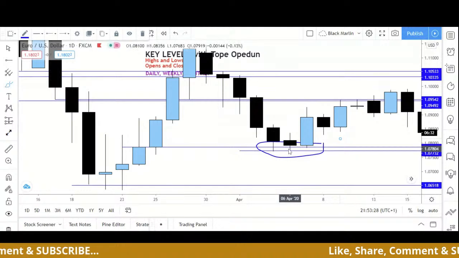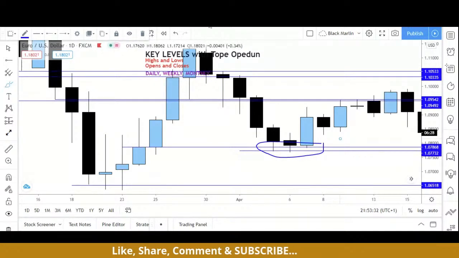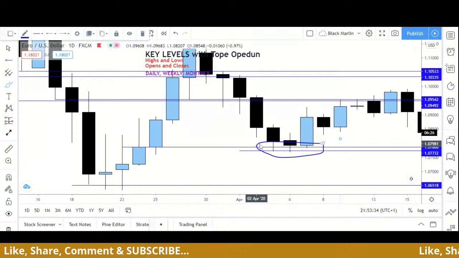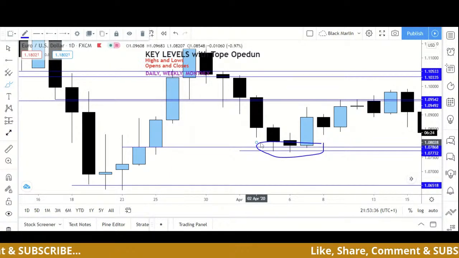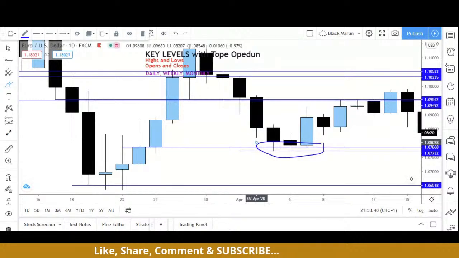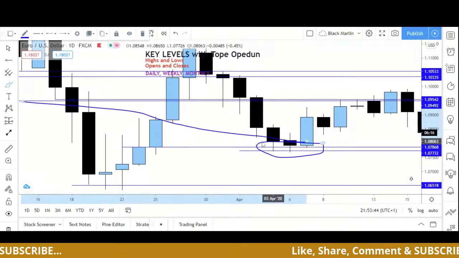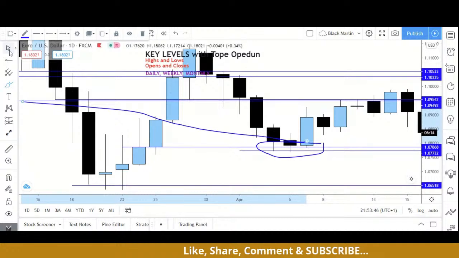So key levels. So guys, just put in the back of your mind that price reacts at key levels, okay? And you can use those reactions to your advantage all the time.